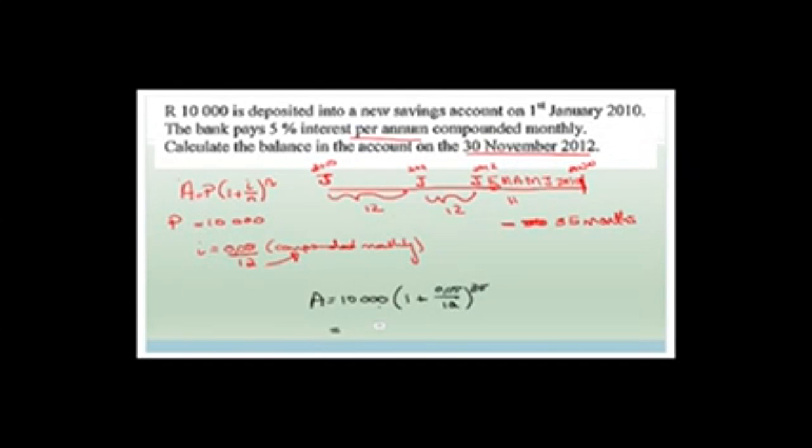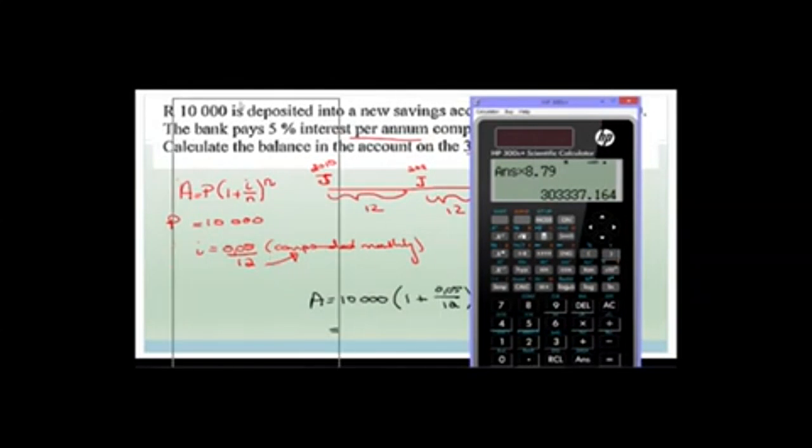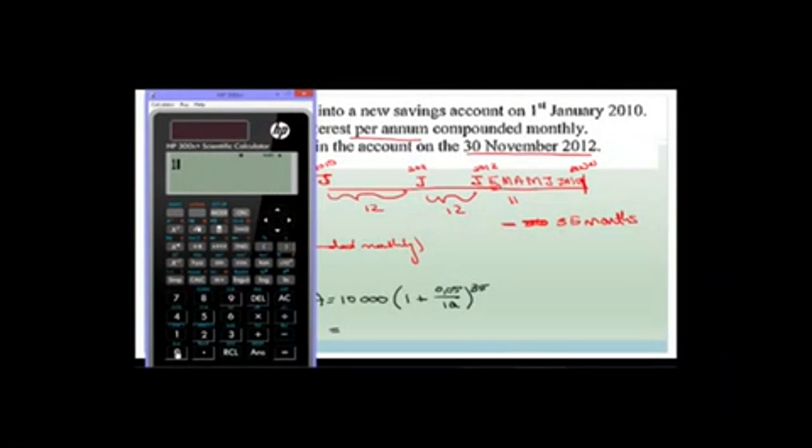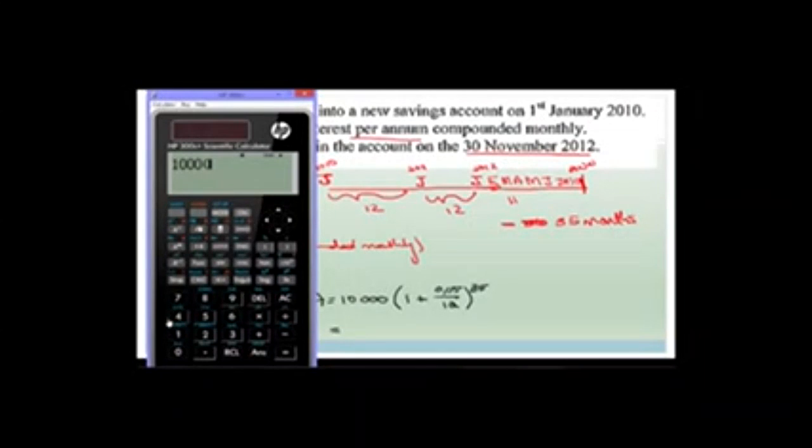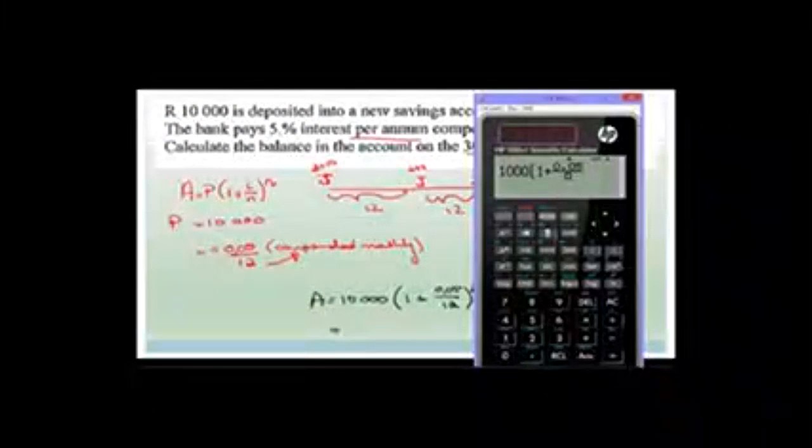And now we need to pop that into our calculator. So let's work that out. So we've got 10,123 multiplied by 1 plus the fraction of 0.05. And I'm hoping by now that you understand that this is 0.05 because this is 5%, which needs to be converted into a decimal. So we take our 5 and we divide by 100, which is why we get the 0.05. Okay, all over 12 because it's monthly. Close brackets to the power of 35.